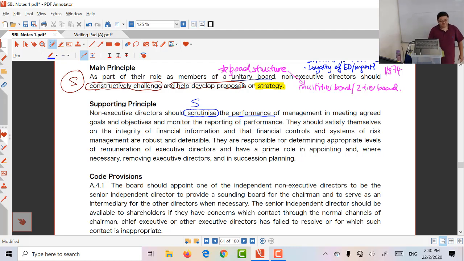How would you do that? I mean, the first part is probably a discussion over strategy. What about the second part? You give me an example of the actual actions that involve scrutinizing performance. In what way will you do that? Scrutinizing performance. Later we'll come to that.